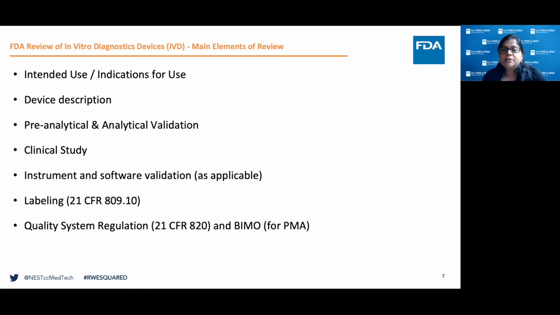device. So having discussed general comments about the study proposal, I would now like to provide some recommendations for your future IVD marketing application. And here I have listed the main elements that we expect to review in an IVD submission. Next, please.